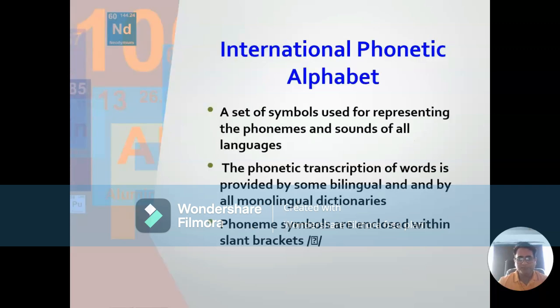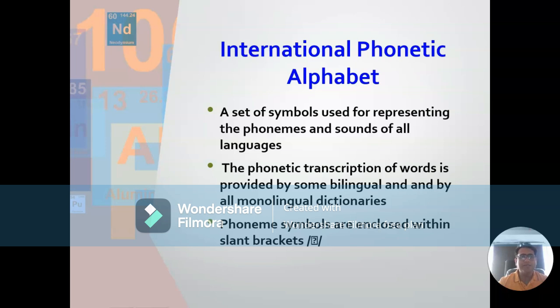So let's talk about one of the important parts of sounds, the International Phonetic Alphabet, which we call IPA. So what is IPA? We can say that IPA is a set of symbols used for representing the phonemes and sounds of all languages. There are phonemes in every language. Phonemes are the mental representations which are understood in a language.